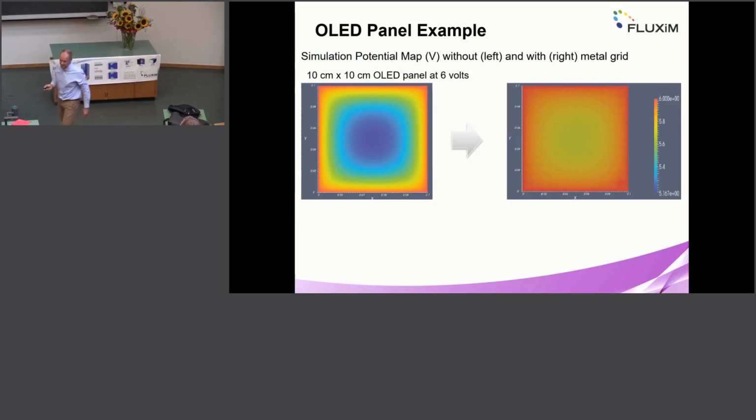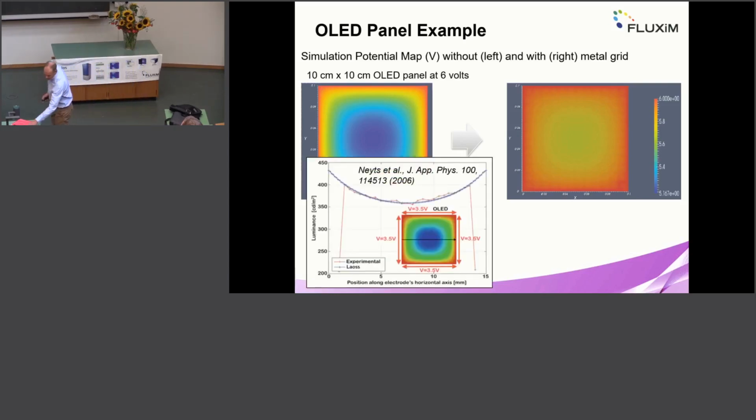Now, for a more quantitative example, I've already shown an example before, but here is again a quadratic OLED. We apply a certain voltage of 6 volt on the sides, and in the center here we would have a strong drop of potential, so only 5.1. And now on the right-hand side we apply a metal grid. You can barely see the rectangular metal grid applied, and that leads to a more uniform distribution of potential. So we have only a small voltage drop from the boundary to the center.